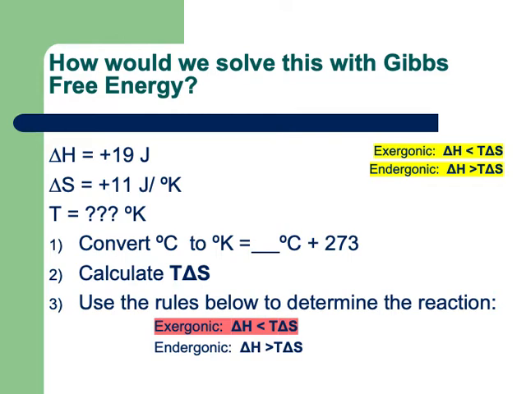Based on the previous slide, we just determined that this reaction is exergonic because delta H, which is 19 joules, is less than the calculated temperature times entropy, which is 3,223 joules. So therefore, based on our rule system, this would be an exergonic reaction, where the change in enthalpy is less than temperature times the change in entropy.